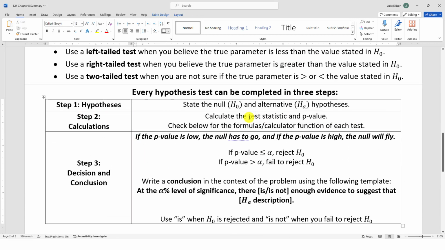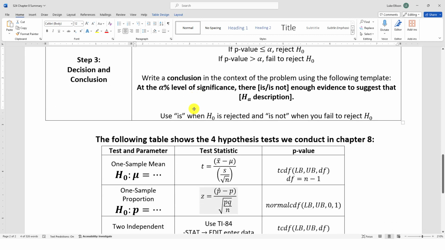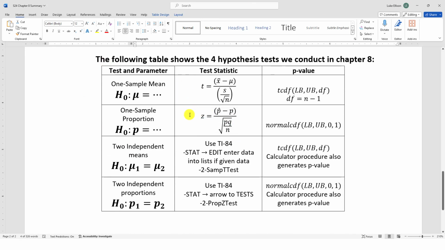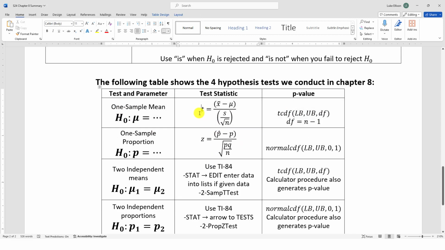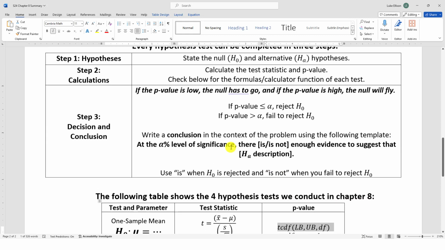You're going to find a test statistic and p-value. And to do that, you should always look at this table down here, which lays out how to find the test statistic and p-value for each of the four hypothesis tests we'll do in this chapter. So for the one sample mean test, which is what we're doing here, you will find the test statistic by using this formula, and then you will find the p-value using a function called tcdf. Once again, we'll get some more of the details when we look at an actual example.